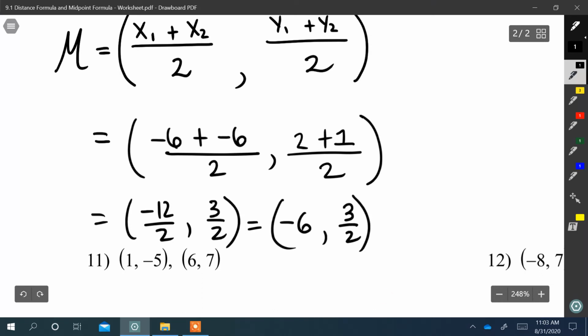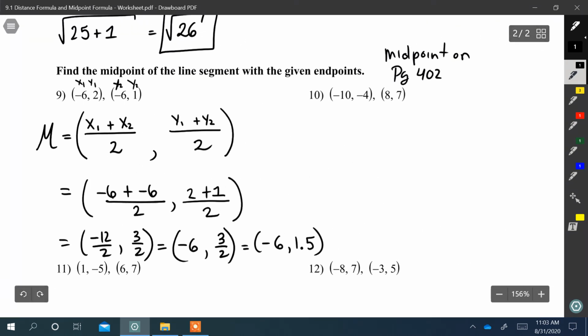Here are two ways you can write your answer. You can leave it as a fraction, or you could also write it as a decimal, which I actually prefer, but fractions are always fine as well. Okay, so that's how you find the midpoint of 2 points.